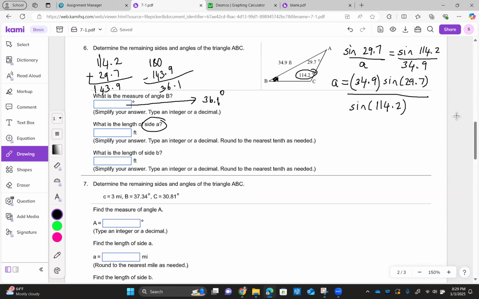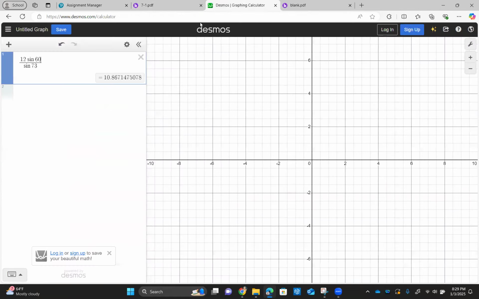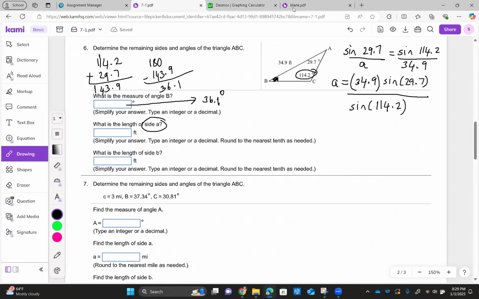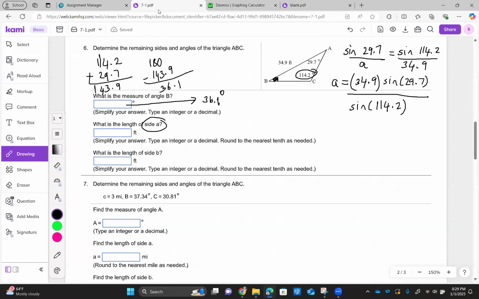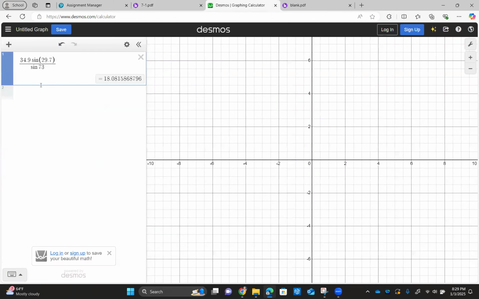And then when I input this into Desmos, I'm going to tell Desmos that I need 34.9. And after this, we will need sine 29.7. And then the denominator is sine of 114.2.